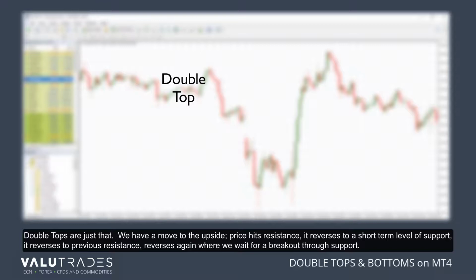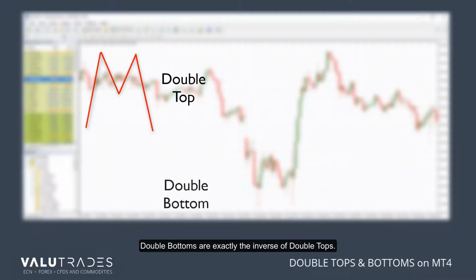Double tops are just that. We have a move to the upside, price hits resistance, it reverses to a short-term level of support, it reverses to previous resistance, reverses again where we wait for a breakout through support. Double bottoms are exactly the inverse of double tops.